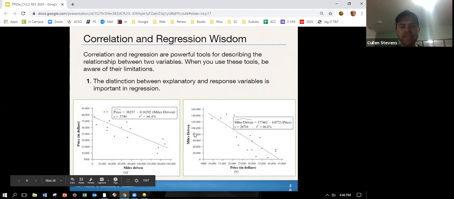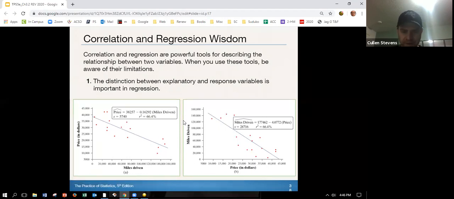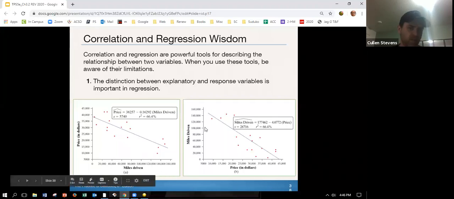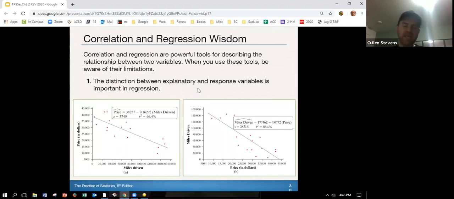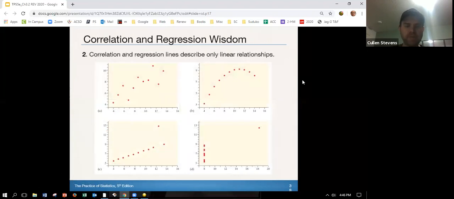By switching the X's and Y's, notice that the R squared didn't change. The model is still as effective or not as effective as we saw, but we really have to be careful because both our slopes and our intercepts changed. So it's really important that we're distinguishing and talking about the explanatory and response variable.